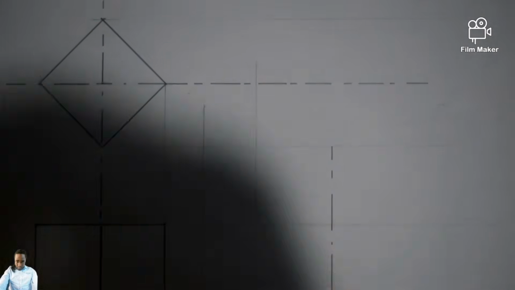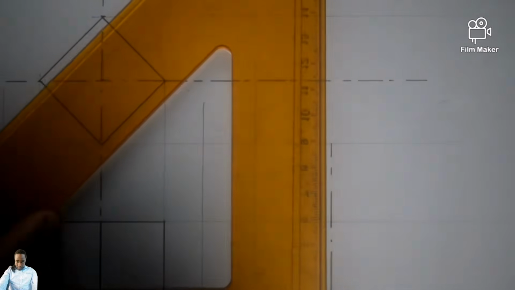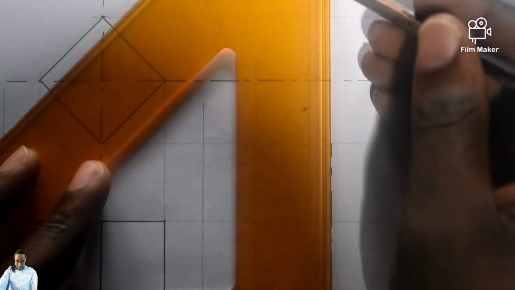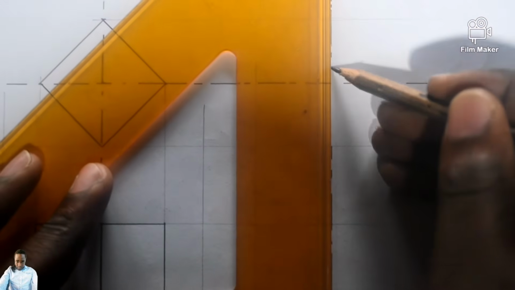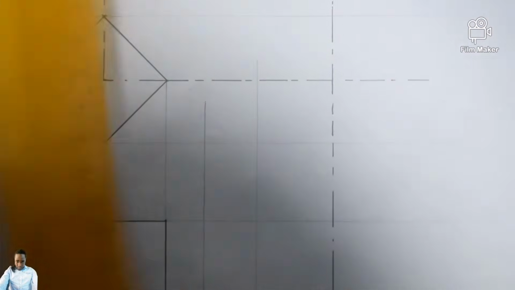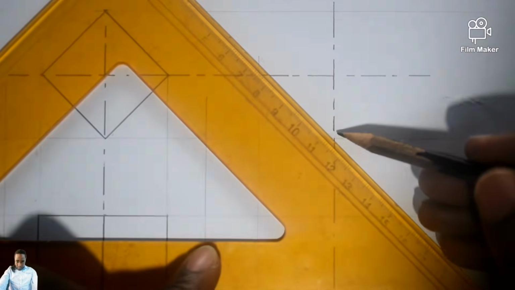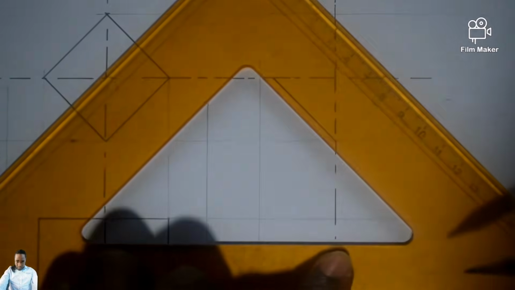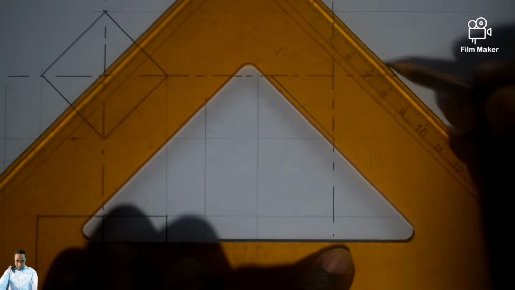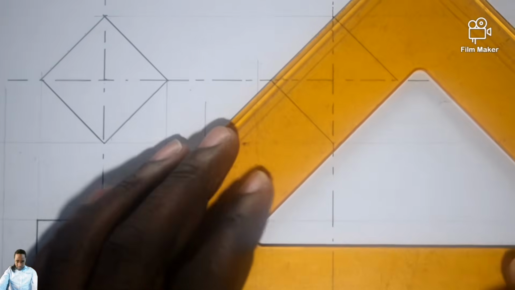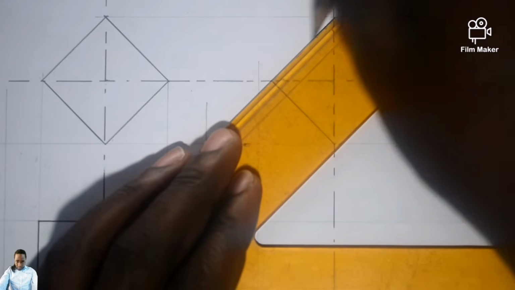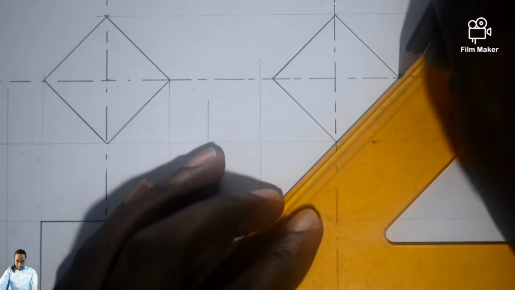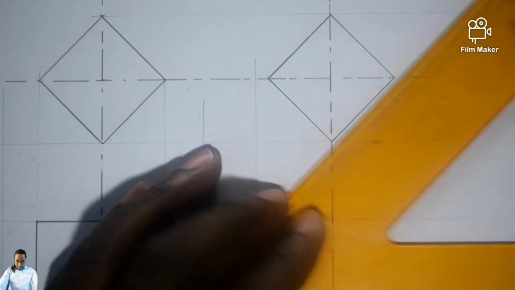The horizontal, I can just extend the vertical center line, which is this one. Then from here, there you go, and like this we go, like this we go.